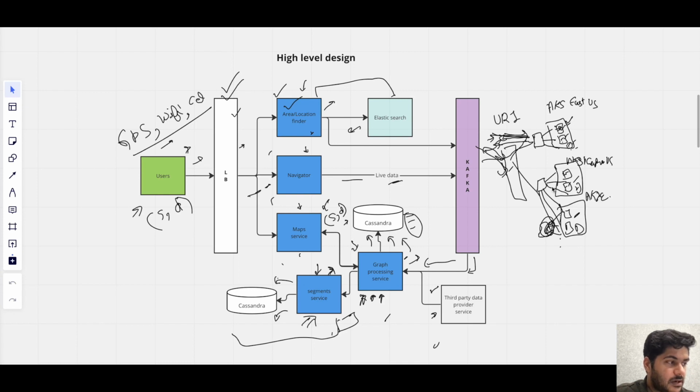Or there can be a real global load balancer, where every time you hit the request to it, and it redirects you to one of the regional load balancers.